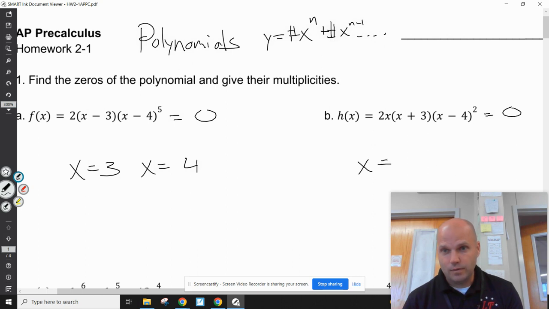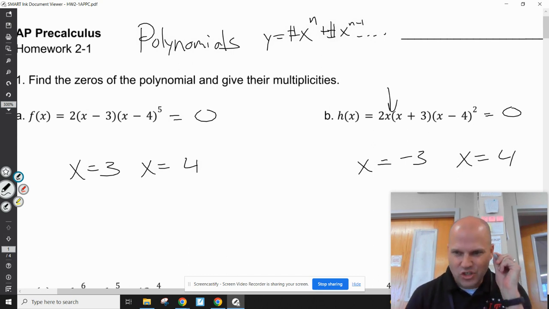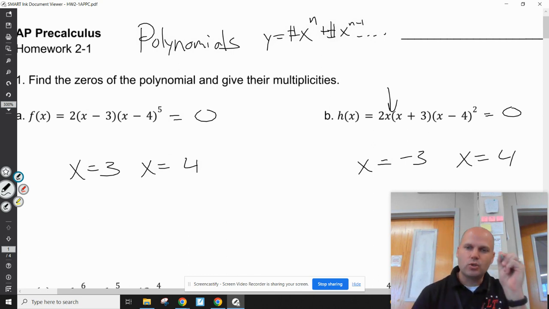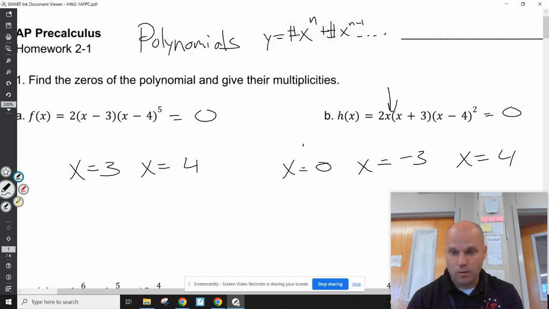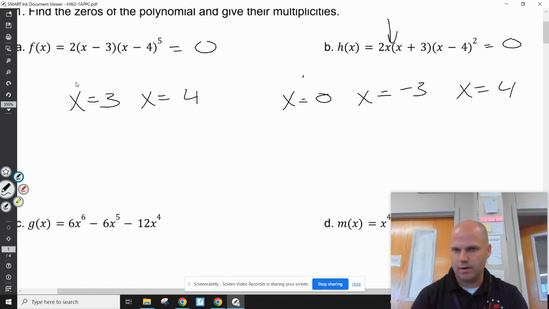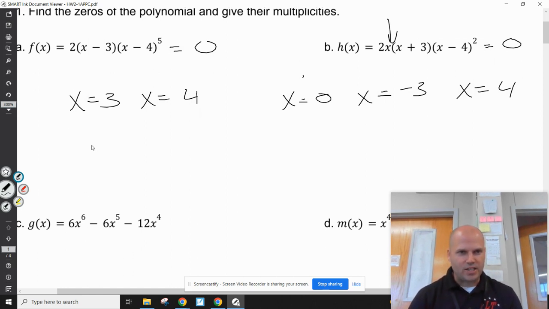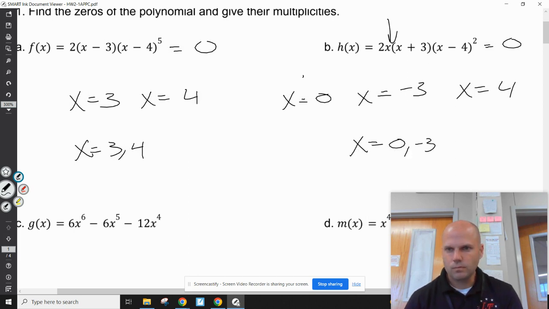But if I look at this one, you might see that negative 3 right away. You might see this positive 4 right away, just like this one. But here, when you plug in 0 for x, 2 times 0 is 0, 0 times anything is 0. This is a situation where 0 is a 0. If you have x on the outside, 0 is a 0. When you don't, 0 isn't. You might list your x's like this, or you could just put them next to each other. Up to you.